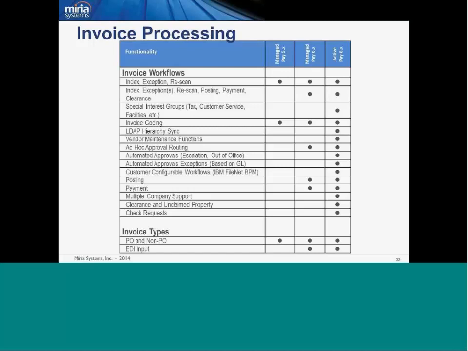Invoice processing, I've mentioned some of this already, but we look at special interest groups like tax, customer service, and facilities, who often want their own views so that invoices that are specific to tax issues or customer service or facilities can get filtered out, and you can provide a facilities manager, for example, only a view of the invoices they need to see. That's available. The LDAP hierarchy sync back and forth for user changes in the system is available, as well as many of the other things that we've talked about. But again, I can provide these charts to you which have more detail.